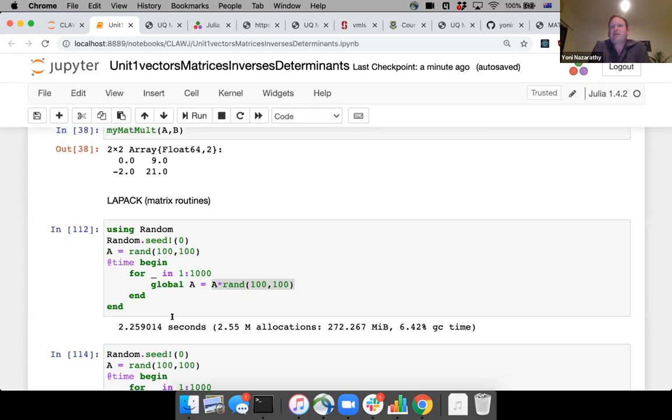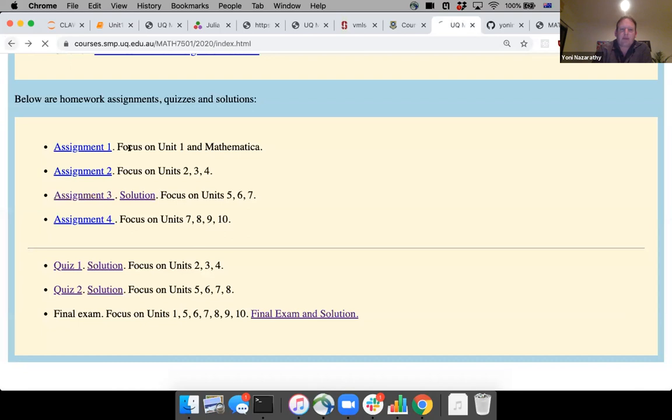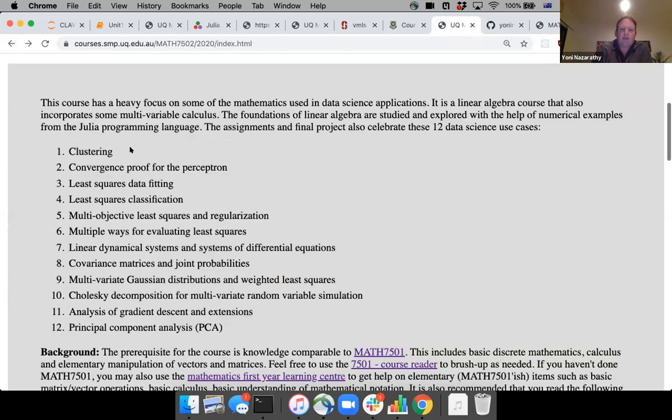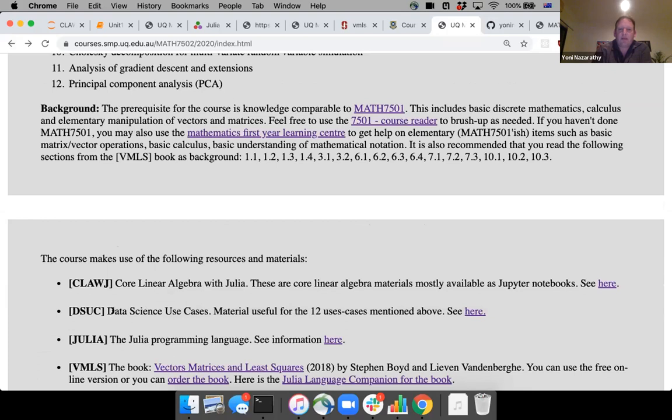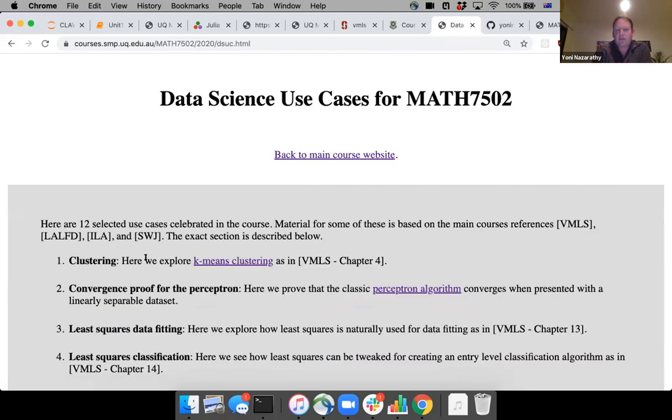Could you recommend some reading materials which link math with machine learning, such as PCA? For reading material, the whole second book, this whole course is designed around data science use cases, and you could spend a whole lot of time on this. We'll get to the first one next week, which is clustering, which I did with MATH7501. Some of you have seen it, but we'll get back to it too. And then we'll do the convergence proof of the perceptron, et cetera. So these are data science applications.